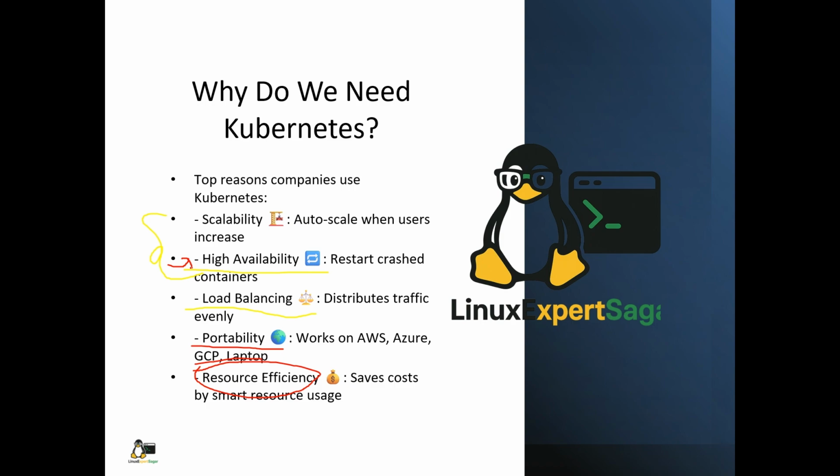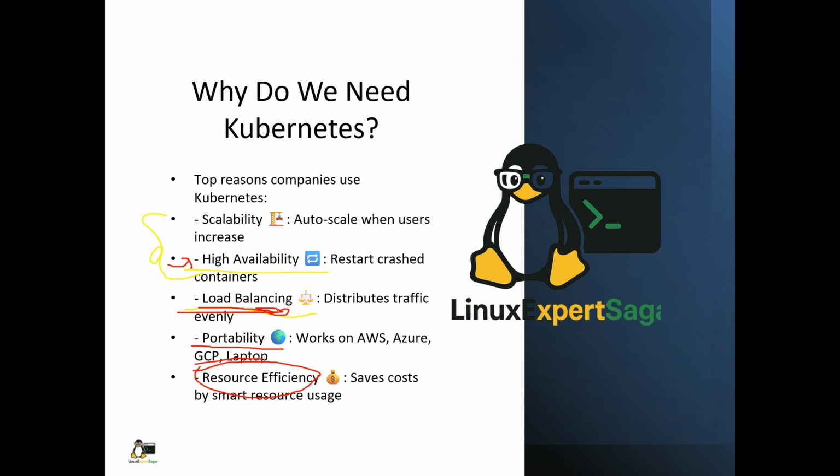Now the next part is load balancing in Kubernetes. Imagine you have thousands of users accessing your application at the same time. If all that traffic goes to just one container, it will get overloaded and crash. Kubernetes solves this by automatically distributing the traffic evenly across multiple containers, called pods, correct? This means every pod handles a fair share of the requests. A round robin concept is available in Kubernetes, ensuring no single pod gets overloaded.